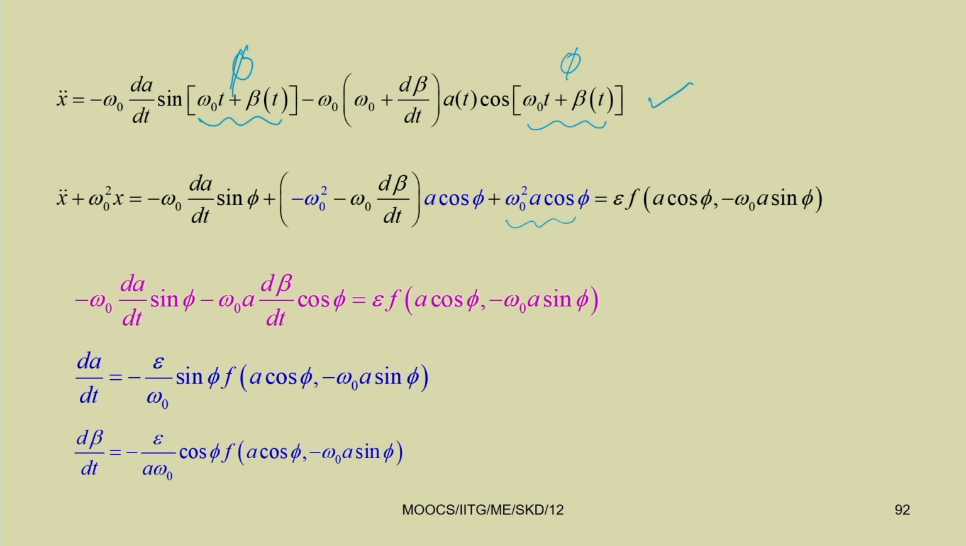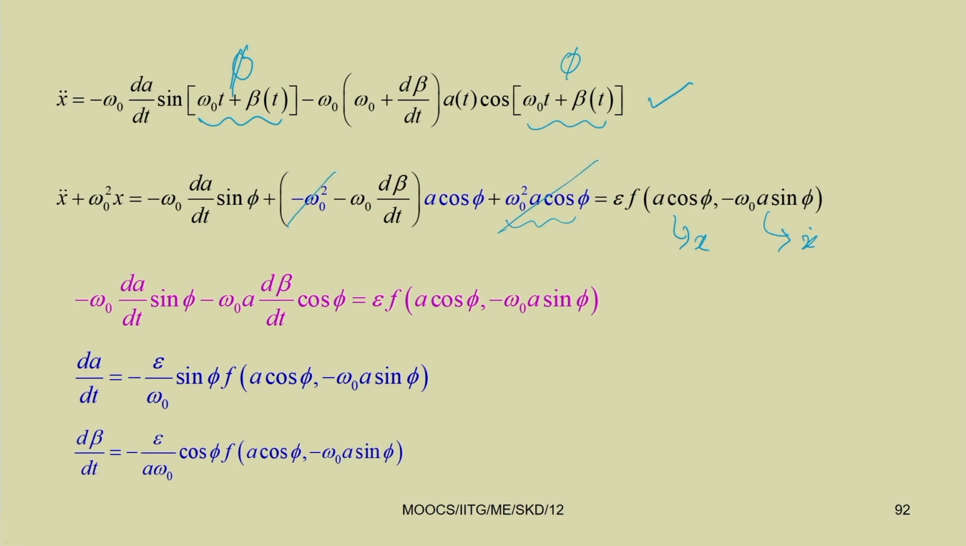For x we have to substitute a cos phi, and for x dot we have to substitute minus omega 0 a sin phi. So, for x we are substituting a cos phi, and for x dot equal to minus omega 0 a sin phi. Now this equation reduces: you just see this minus omega 0 square a cos phi and this plus omega 0 square a cos phi, they cancel out.